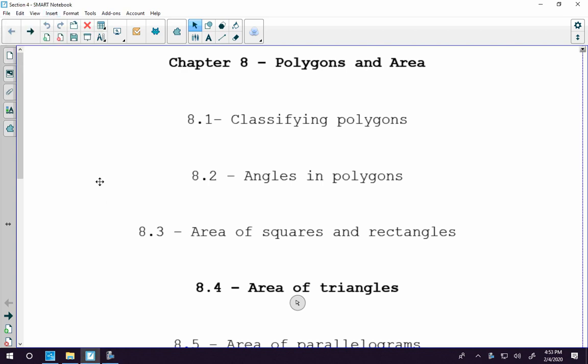Okay, class, what we're talking about today, guys, is how to find the space inside of a triangle, aka the area of a triangle. It's a two-dimensional space figure.